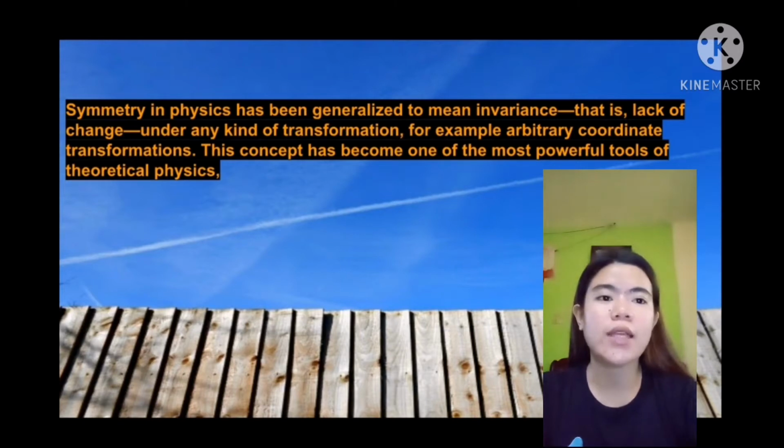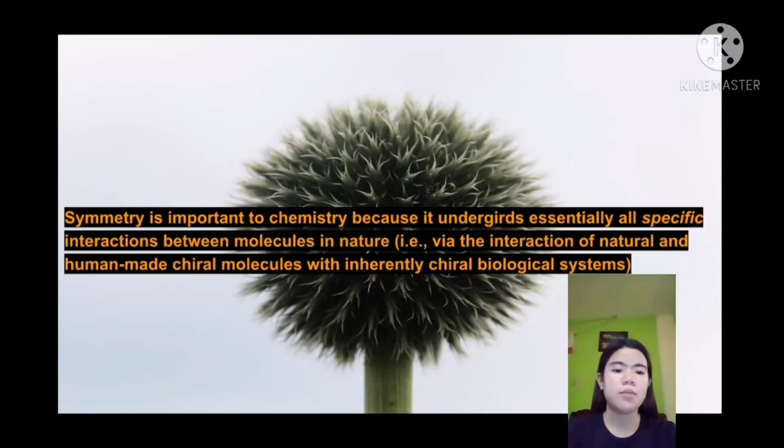Symmetry in physics has been generalized to mean invariance, that is, lack of change under any kind of transformation, for example, arbitrary coordinate transformations. This concept has become one of the most powerful tools of theoretical physics. Symmetry is important to chemistry because it undergirds essentially all specific interactions between molecules in nature, including the interaction of natural and human-made chiral molecules with inherently chiral biological systems.